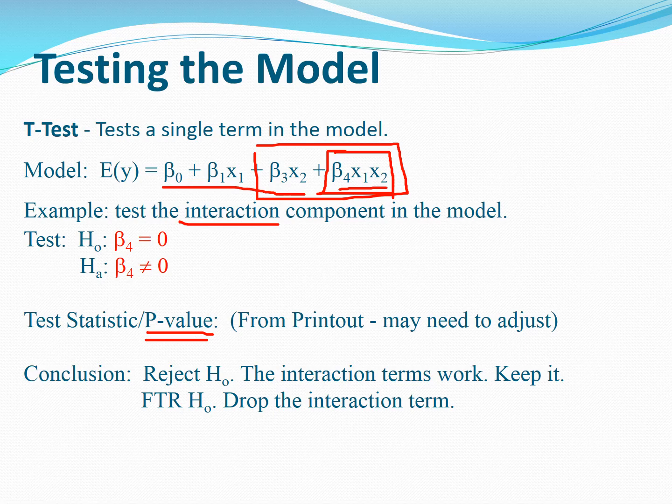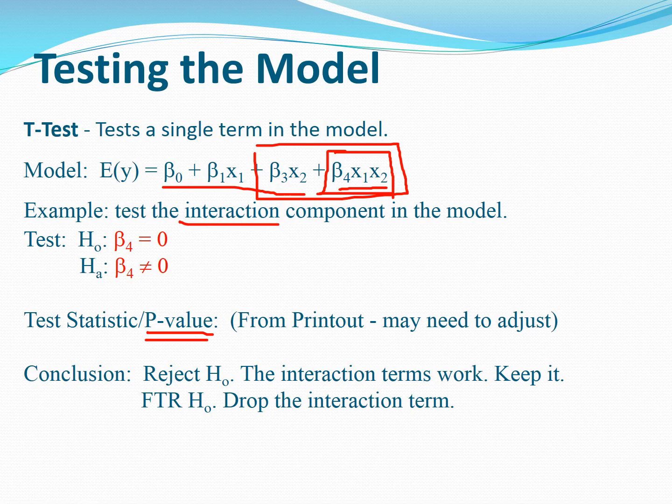The p-values for the t-tests are always two-tailed. Our test that we want to conduct may not be. And so we've seen this before. You need to adjust the p-value sometimes. And then we make our conclusion.